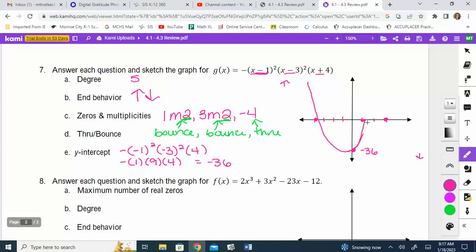Come up. At my 1, what does my graph do? Bounces. It's going to come back down. And at 3, it bounces and goes back down. So it should look something like this.